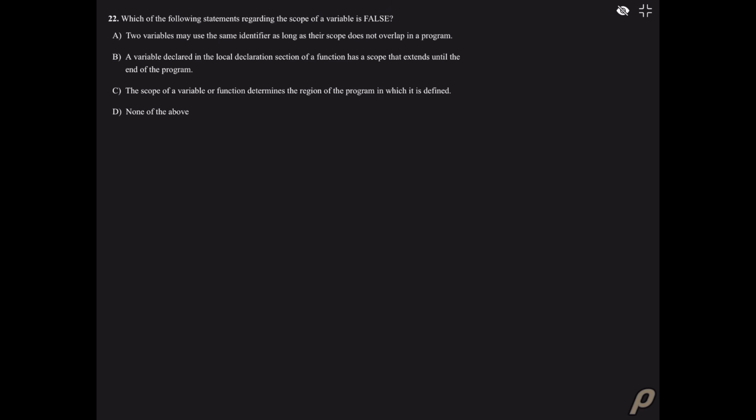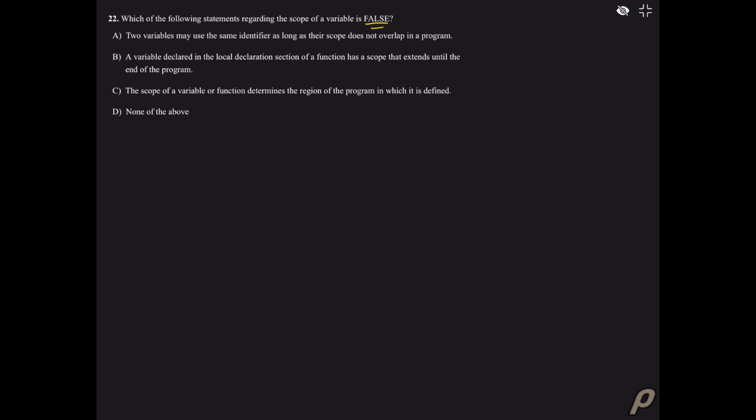All right, this question is asking us which of the following statements regarding the scope of a variable is false. False. Keyword there, false. All right, statement A says that two variables may use the same identifier as long as their scope does not overlap in a program. And this is true. For example, if in main you had a variable named x, and then in the function foo you also had a variable named x, this is allowed as these functions are in different scopes and aren't linked together whatsoever.